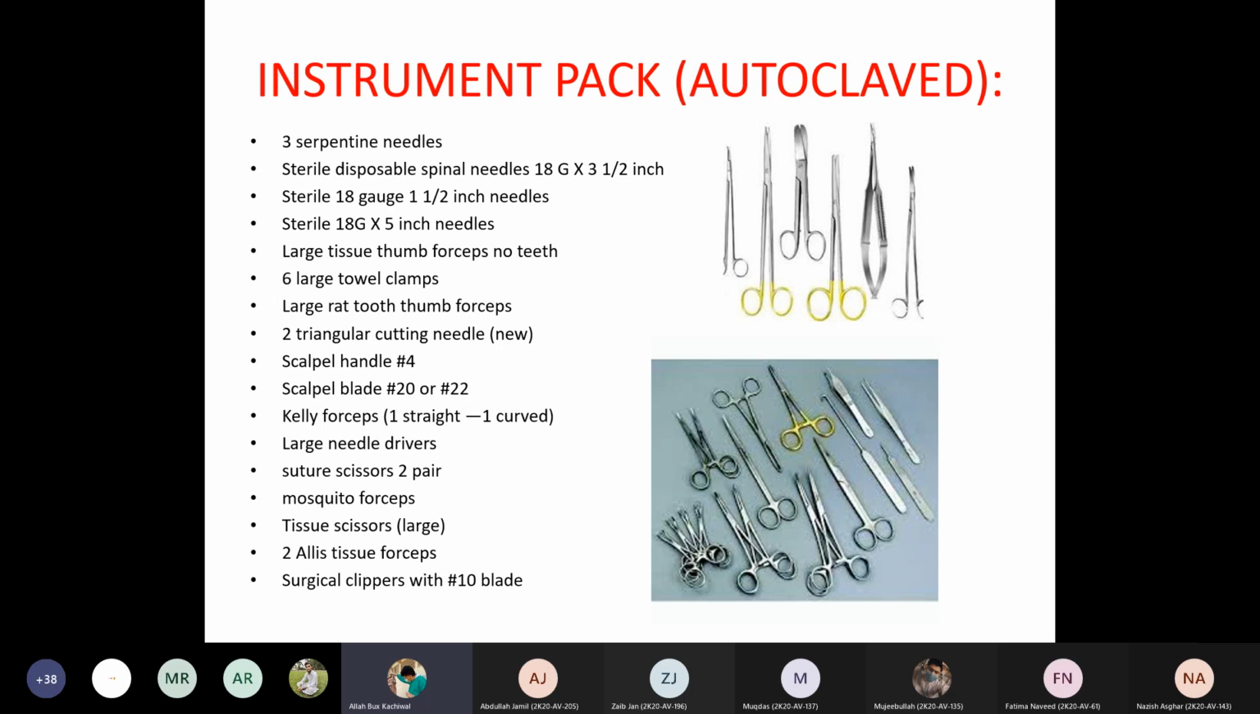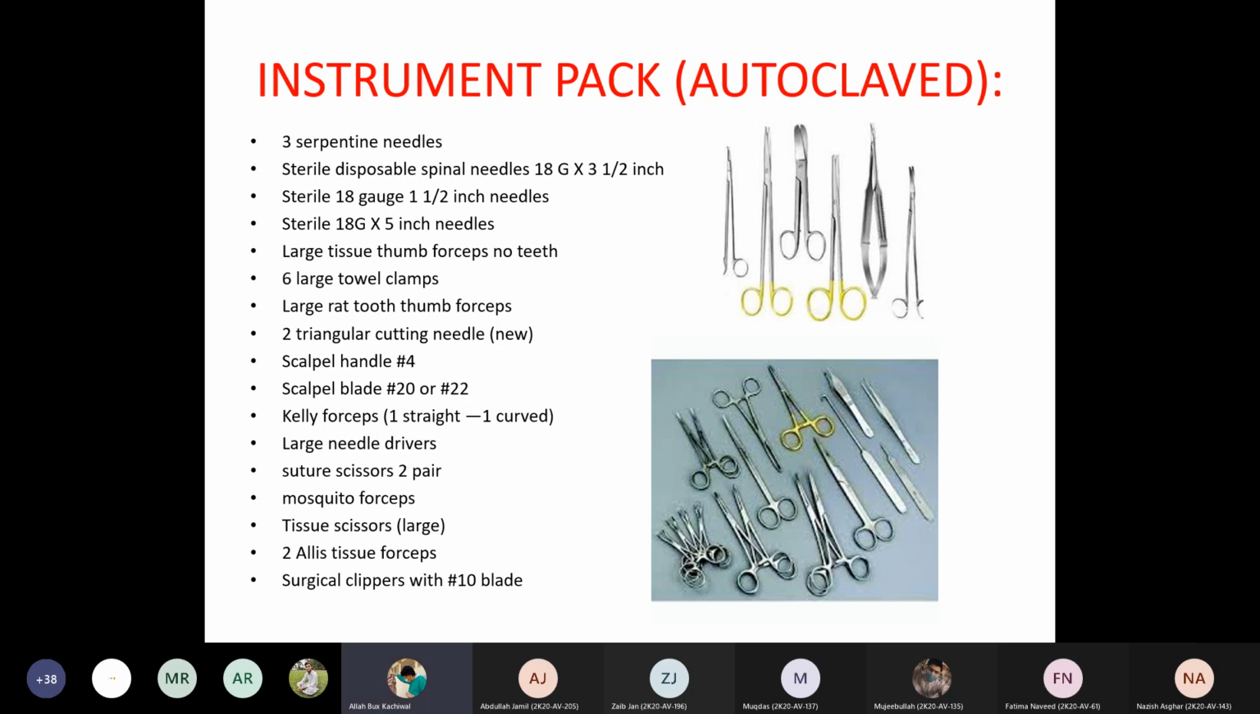That will help you to snip down the area, and the large needle drivers are needed because you have to suture the skin, the peritoneum, and the muscles. So you have to perform the suturing, and two pairs of suture scissors are required, mosquito forceps, large tissue scissors, and 2 Allis tissue forceps. A surgical clipper with a number 10 blade is needed because you have to clip the hair in the area. Sheep and goats possess hair, so it can be removed using a clipper, whereas the buffalo does not possess enough hair to be removed, whereas cows need the hair clipped from the left flank area.